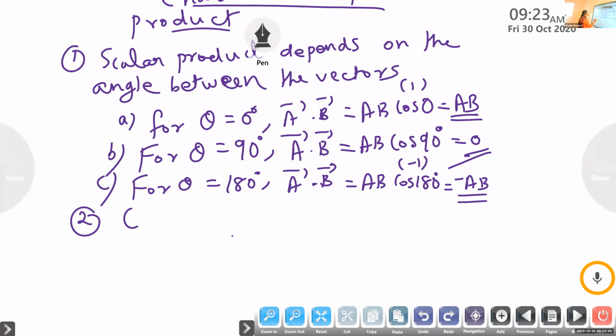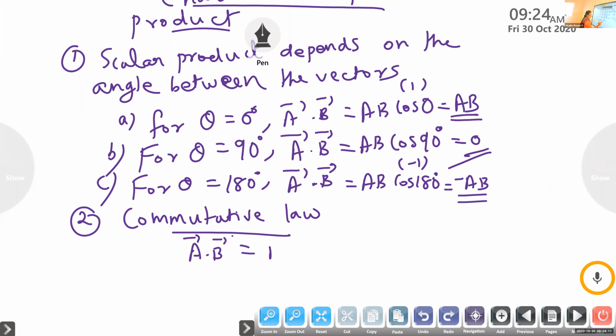Second one, commutative law. That you know, A plus B is equal to B plus A. Similarly, dot product also the same. Commutative law, that is A dot B is equal to B dot A. It's another characteristic. It obeys commutative law.